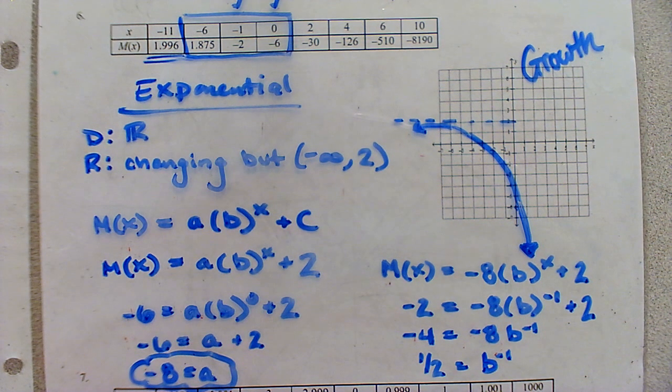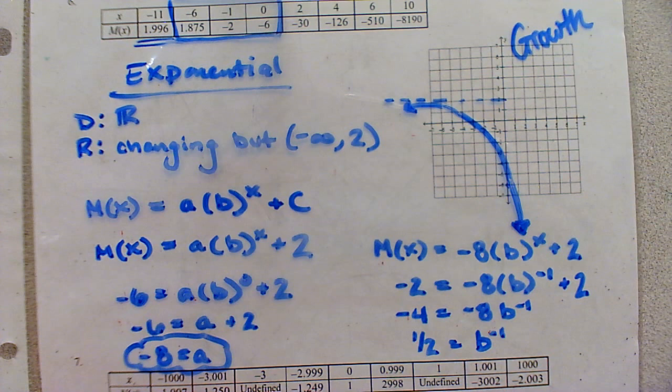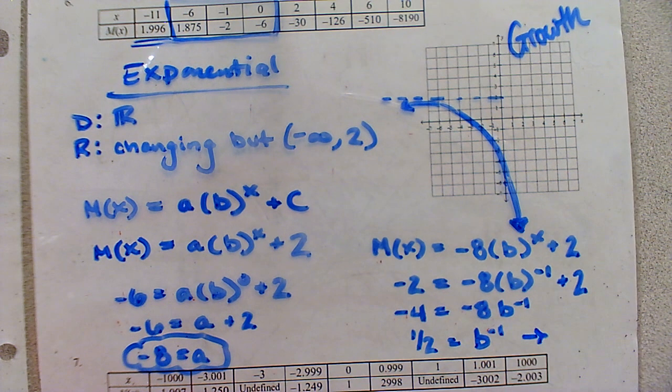Now, b to a negative exponent, hopefully we are familiar with our exponent properties. If you have a negative exponent, you can flip it to make it positive. So this would look like 1 over b. And in order for this fraction to equal this fraction, it looks like our b value has to be 2.